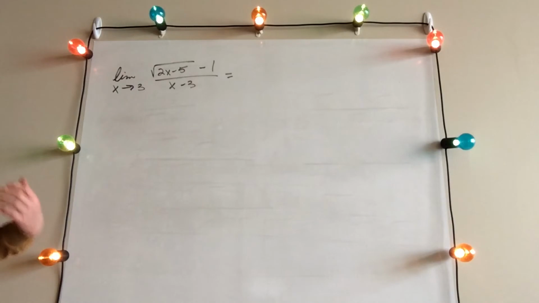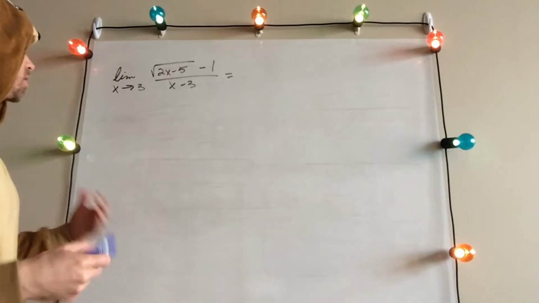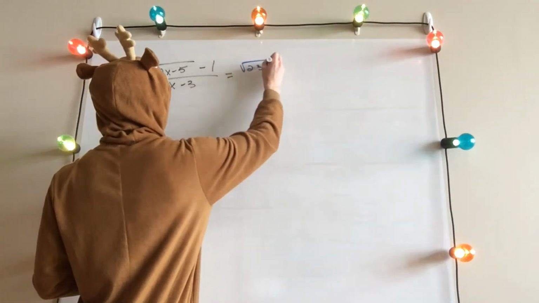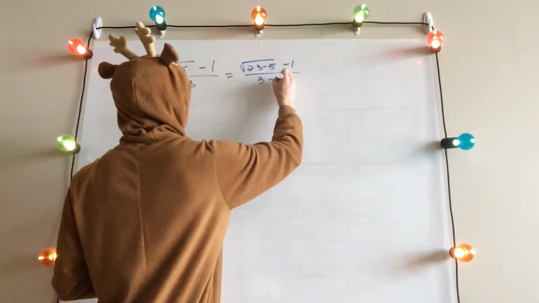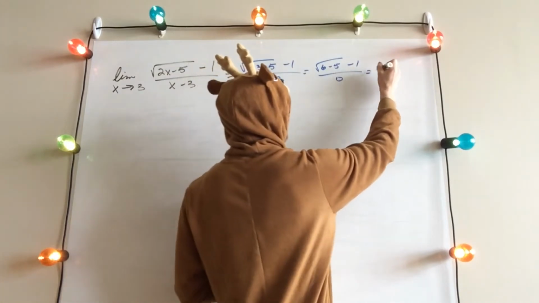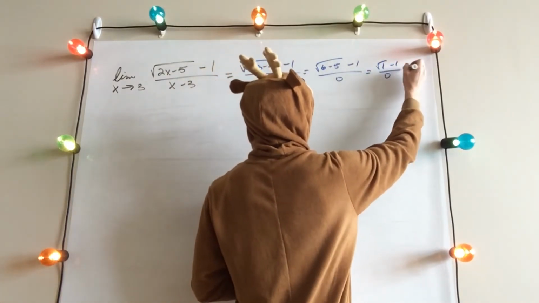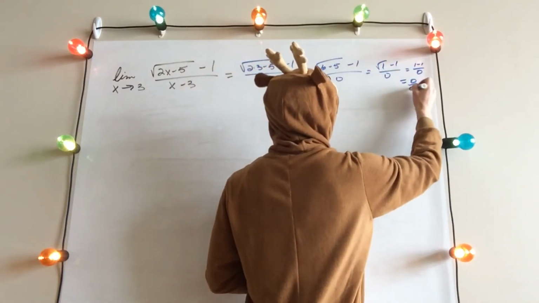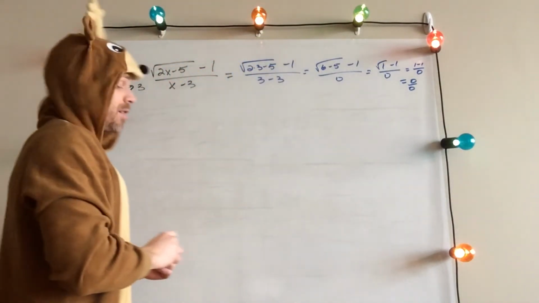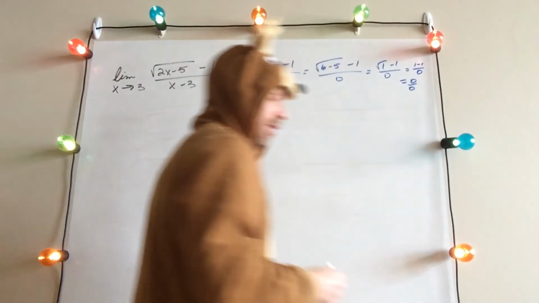All right, last one. Again, we have a radical. This time the radical is in the numerator instead of the denominator, but let's still try direct substitution. Six minus 5 minus 1 over 0, that's probably going to be a problem. 1 minus 1. Yep, 0 down low. All right, so let's reset.